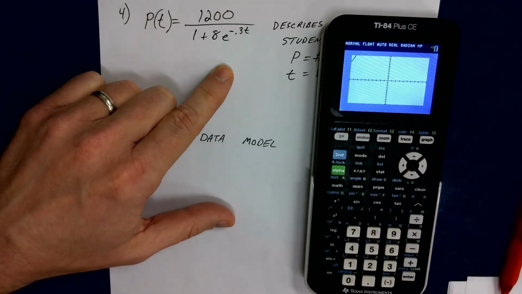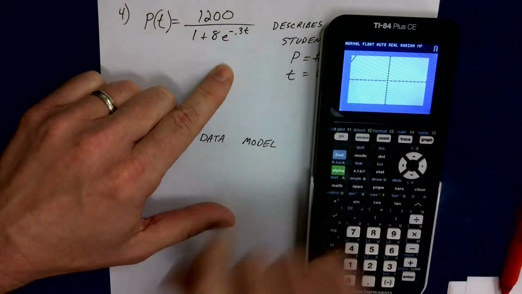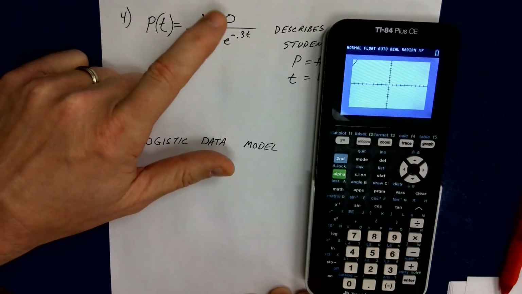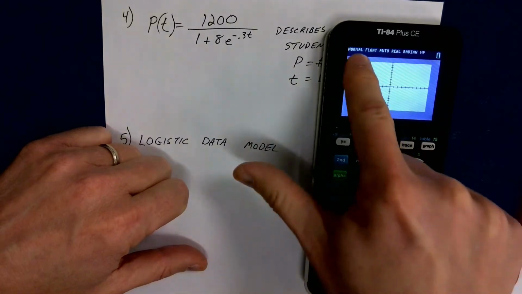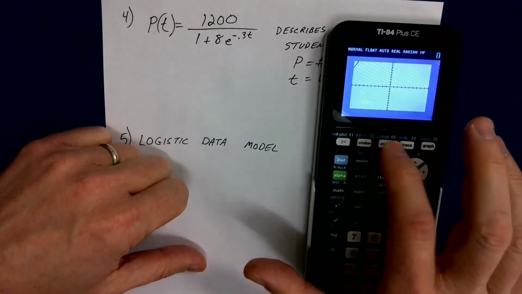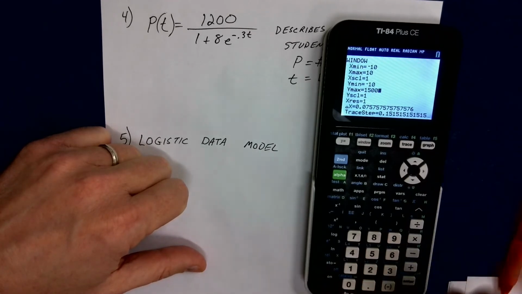And I think to myself, man, that looks dumb. It's just way over there in that corner. And then I go logic, Mr. Bells, logic. According to this, the numerator is the limit to its growth. So that's 1200. Well, my calculator only goes to 10 right now. That doesn't make any sense at all. So on my window, I'm going to have a y max out here at 1500.